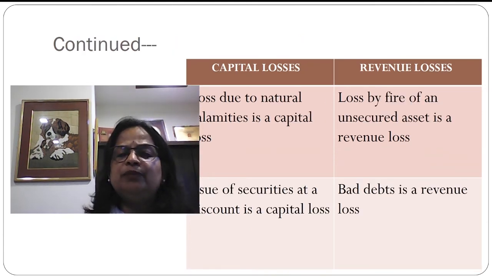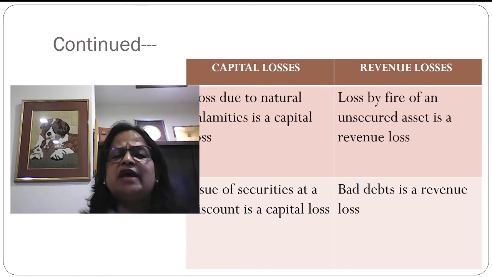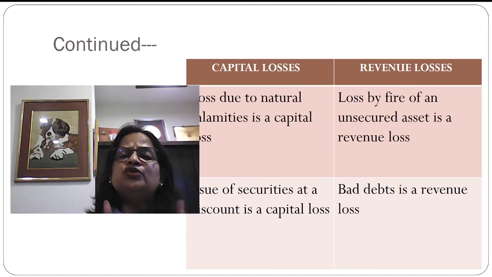Now we are coming to the next point. Loss due to natural calamities is a capital loss. Remember, sometimes natural calamities like the Bhopal gas tragedy or the Kerala floods, many organizations lost their entire stock, their building collapsed, and many losses happened to them. So loss due to natural calamities is a capital loss.